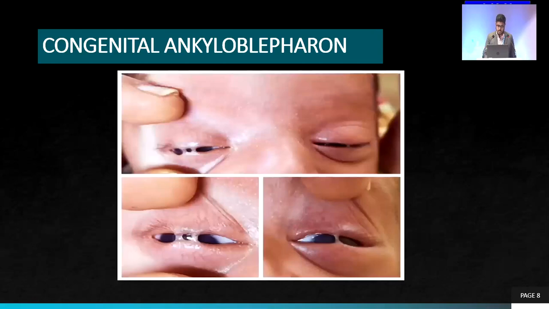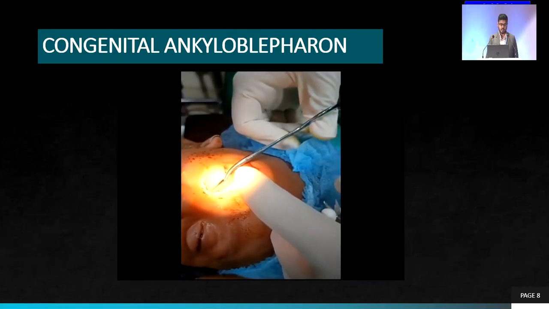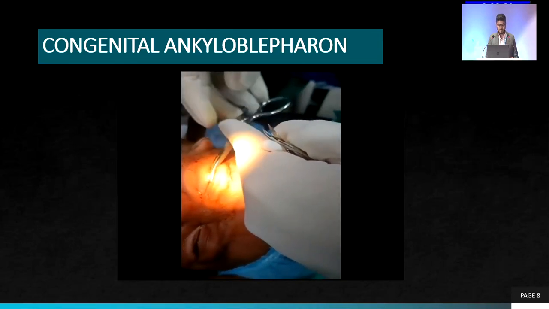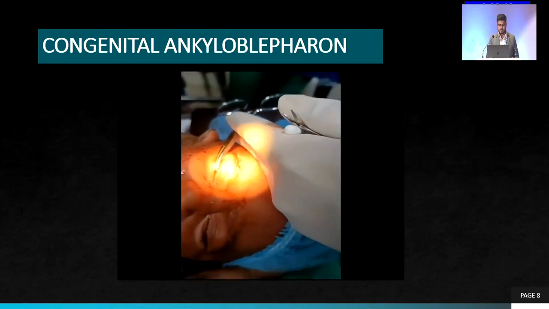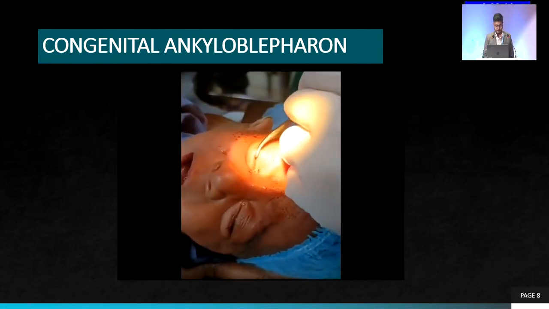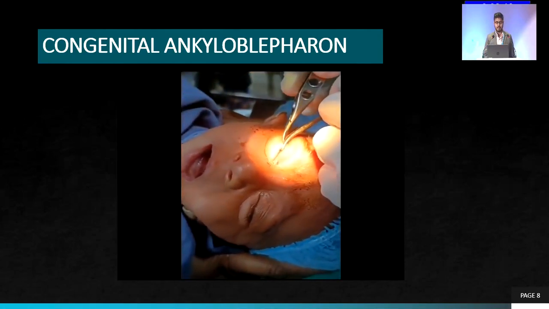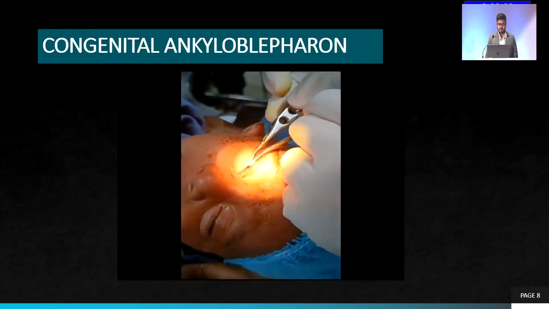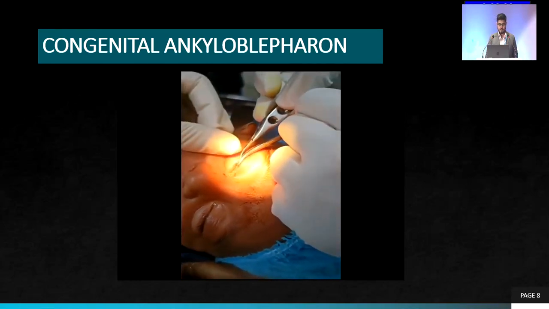Here is the first one. This is a case of Ankylobleph filiform adnector. Here, the mother of the baby presented the baby to our OPD at 1 month 10 days of her age. The take-home messages in these kind of cases are to operate on this baby as soon as possible to release the epithelial bands and to prevent any kind of stimulation deprivation amblyopia.